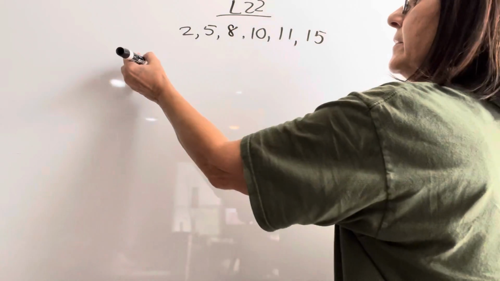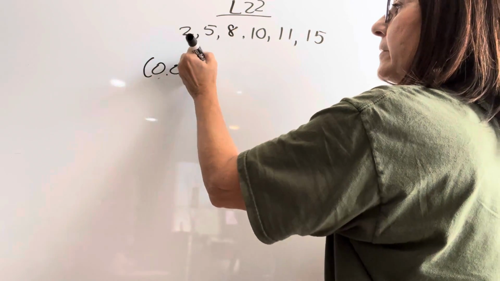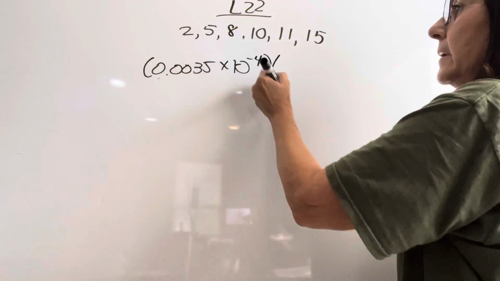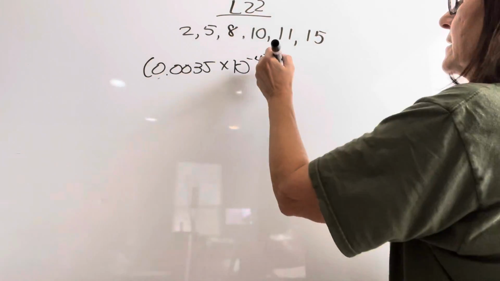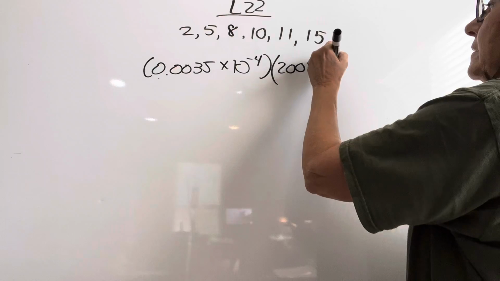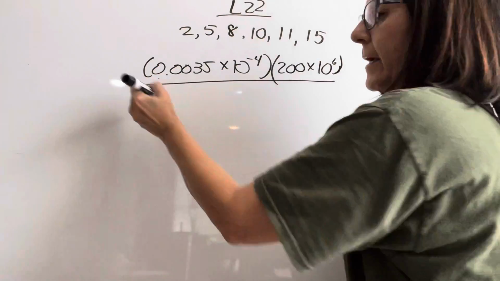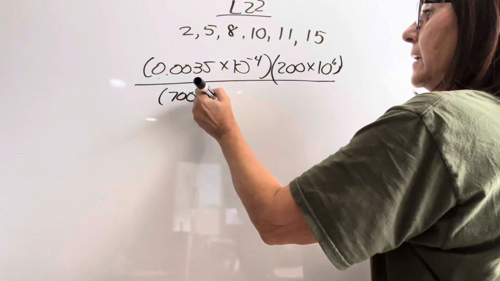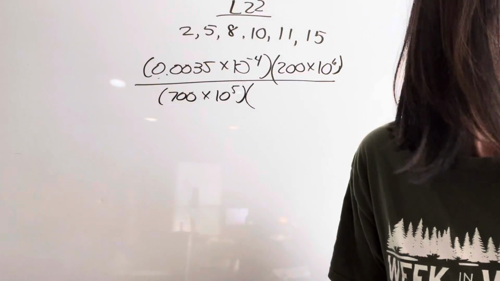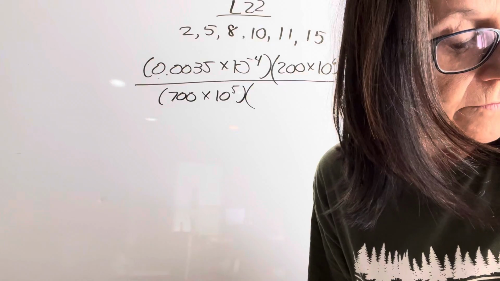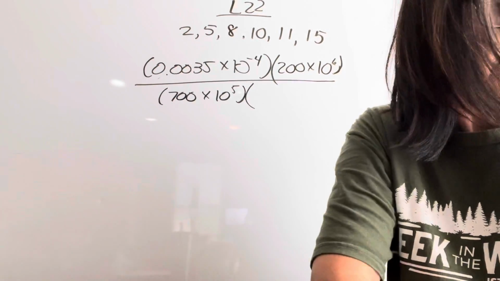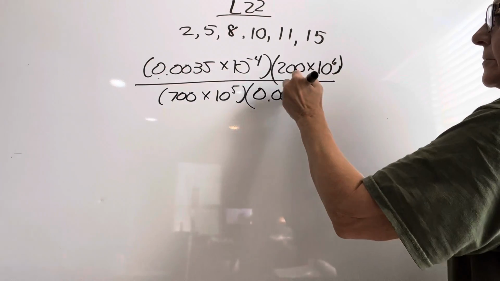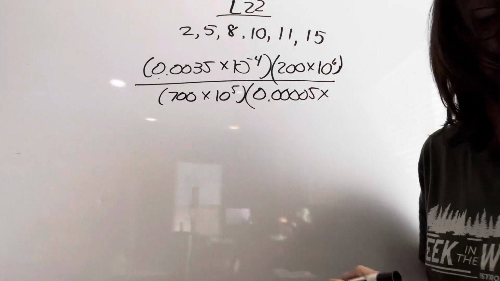Number 15. All right, we have 0.0035 times 10 to the negative 4th times 200 times 10 to the 6th divided by 700 times 10 to the 5th, and that's 1, 2, 3, 4 zeros. 0.12345 times, that's no times.